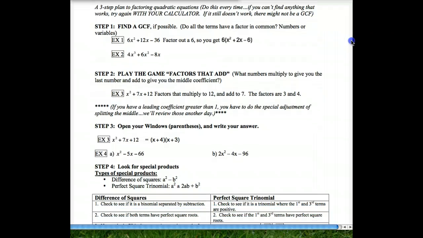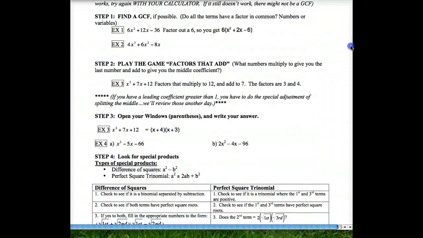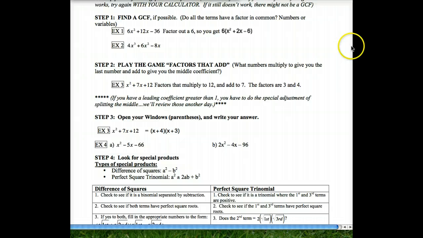Step one is to find a GCF if possible. Not all quadratics have a greatest common factor, but if it does, it has to be taken out first. This is like a factoring order of operations. So really important that you find the GCF if there is one.